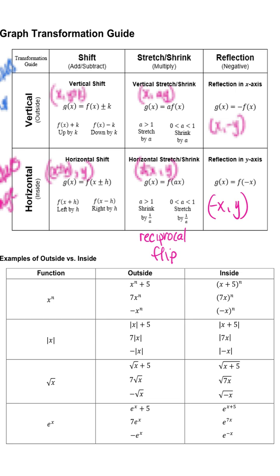Here are some examples of inside and outside. You take anything. This is going to be a shift up. This is going to be a vertical stretch. This is going to be a reflection over the x-axis. And then when you go to the inside, now you're shifting to the right. This one is a horizontal stretch or shrink, and then this one is a reflection over the y-axis. So pay attention to the inside and outside, because that'll tell you if you're vertical or horizontal.